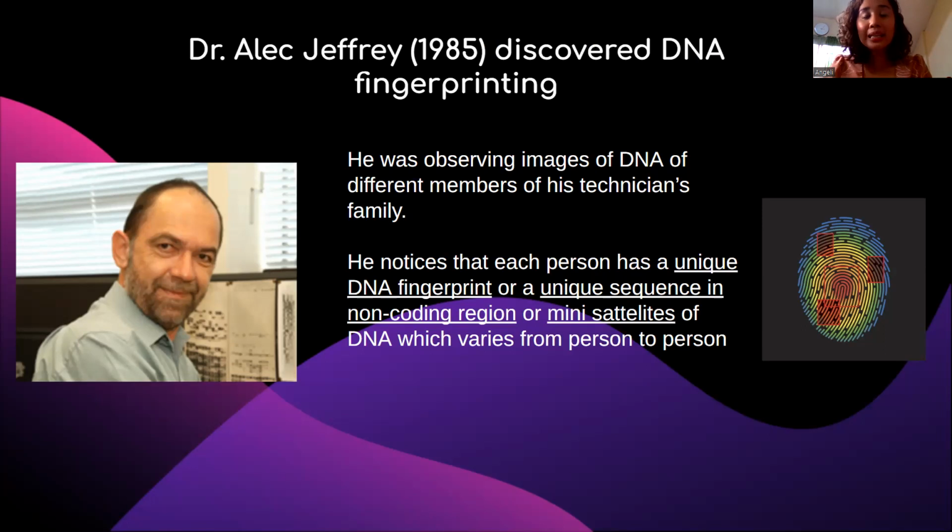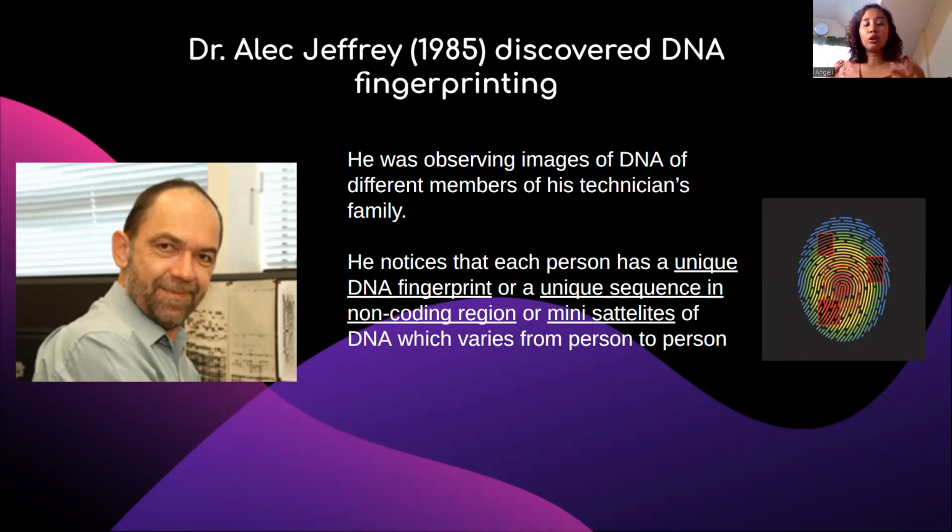And he noticed, guys, that each person has a unique DNA fingerprint. Just like each one of us, our fingerprint is unique. There's a portion of our DNA that is also unique, that is only found in us, only in Anjali, okay? It's her DNA fingerprint. It is a unique sequence in the non-coding region. So this fingerprint was found only in the non-coding region or introns, right?